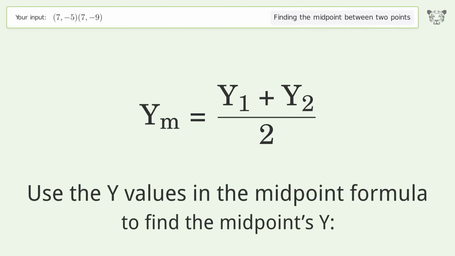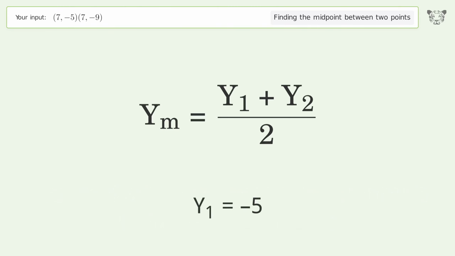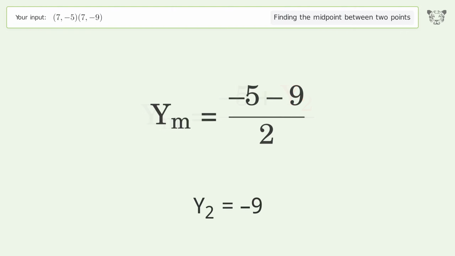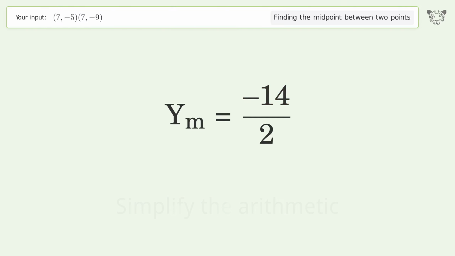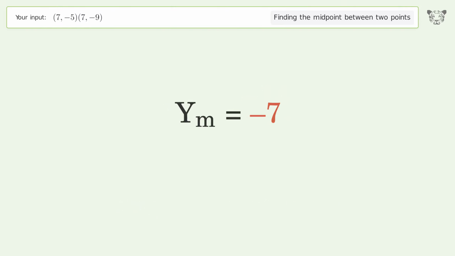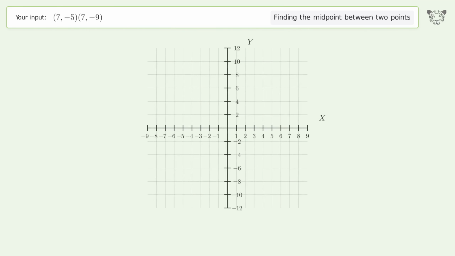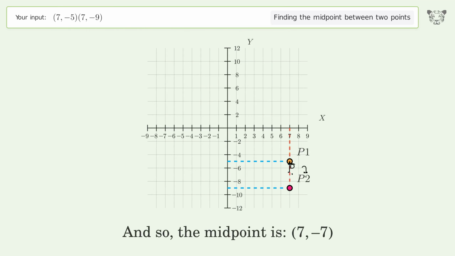Use the y values in the midpoint formula to find the midpoint's y. y1 equals -5. y2 equals -9. Simplify the arithmetic. And so, the midpoint is 7, -7.